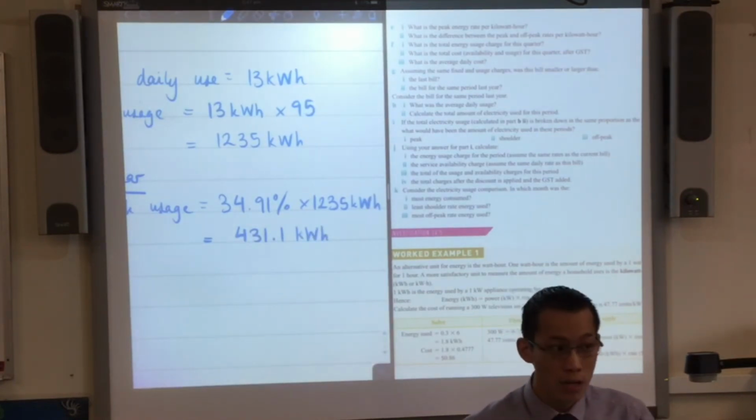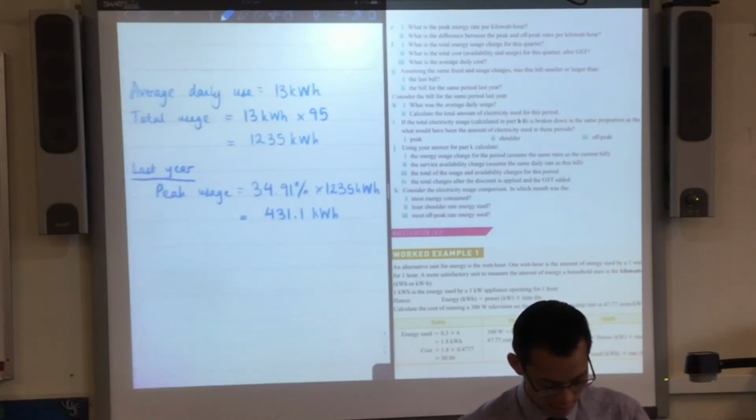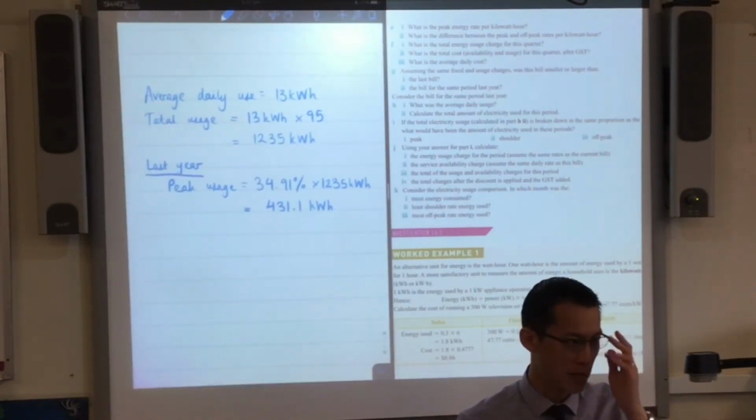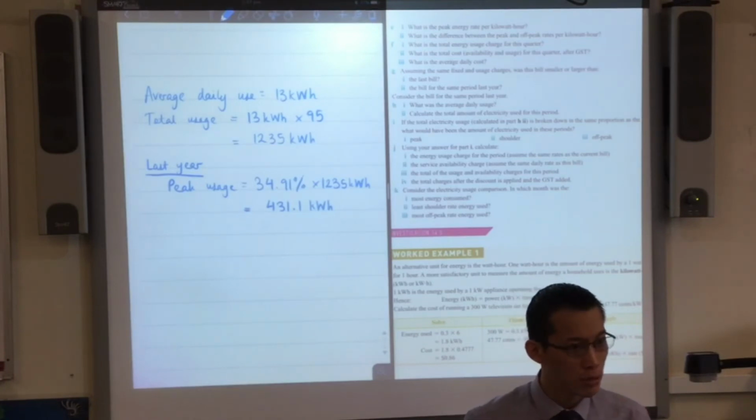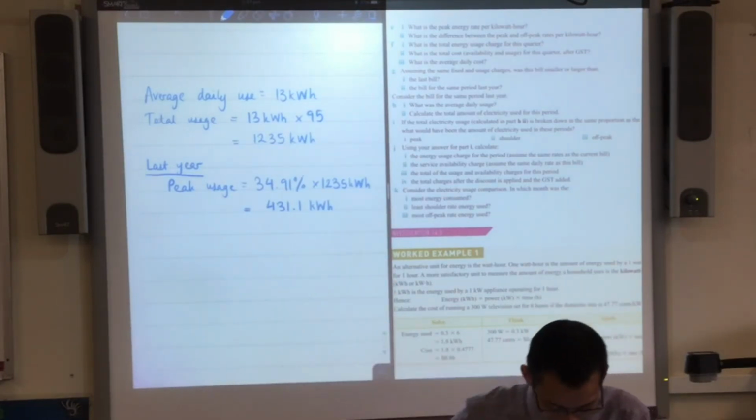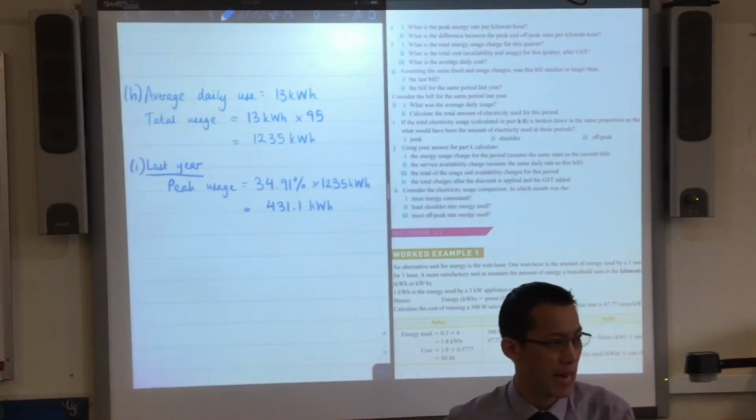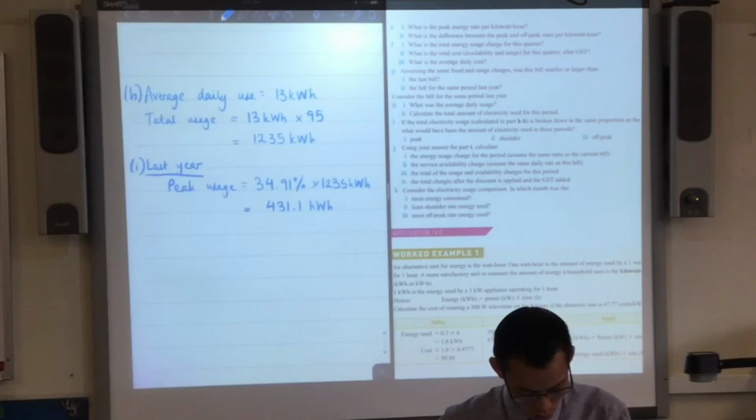Okay. I'm going to do it for shoulder. I'm going to do it for off-peak. And that'll give me some different quantities. I won't repeat it because it's the same process with different numbers. What I will do is show you what to do with that number. That was answering part H up here. This is part I. You can complete that for shoulder and for off-peak.